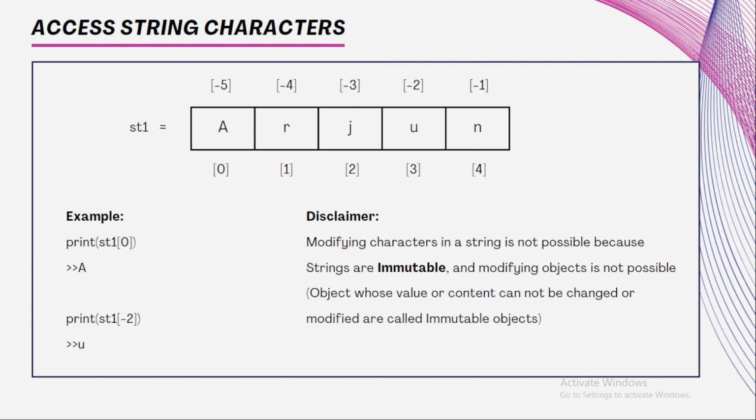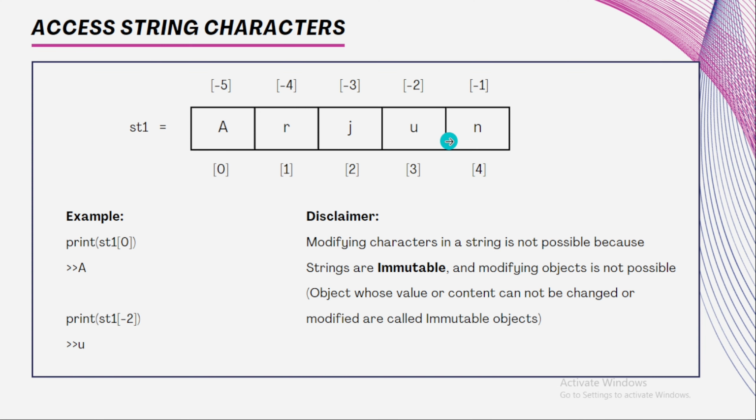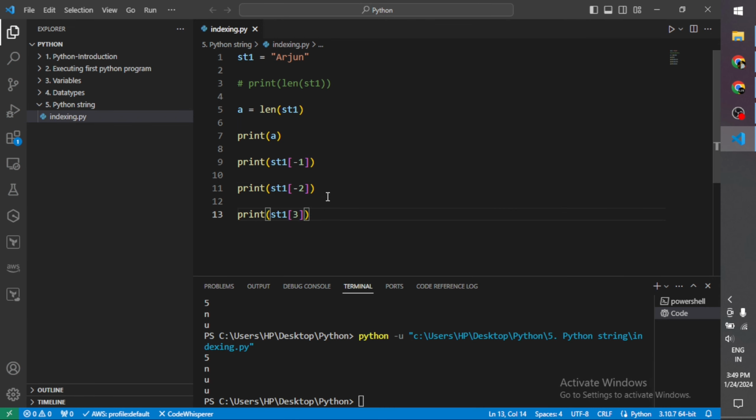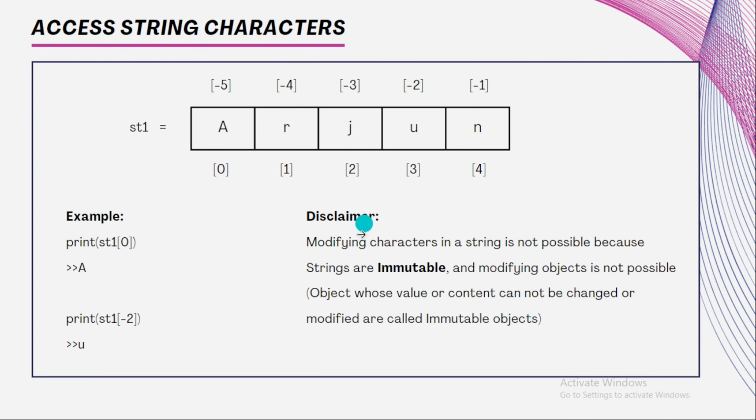Now let us move on to the next feature, where we can access string characters. In a given string, we can access each individual character with the help of its index position. That's what I have executed here. With the help of these index values, we can access its characters, and I have demonstrated that in this example. I have also mentioned one more disclaimer: modifying characters in a string is not possible because strings are immutable, and modifying the object is not possible.